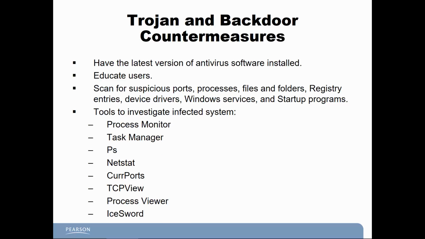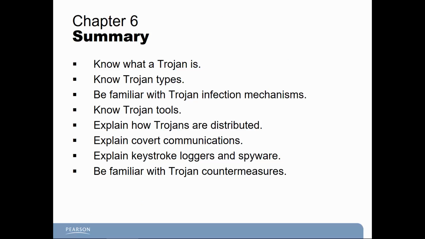For Trojan and backdoor countermeasures, first, make sure to keep your stuff updated. Educate users, and if you have the latest version of antivirus, anti-malware, anti-spyware, you're going to be scanning so that you could detect some of them. Some of the tools used to investigate infected systems could be netstat, TCPView, HijackThis, Task Manager, just to name a few. So that's our general overview of what a Trojan is, the different types of Trojans and toolkits, and understanding how Trojans communicate. Thank you.